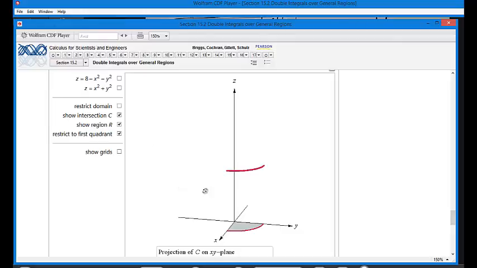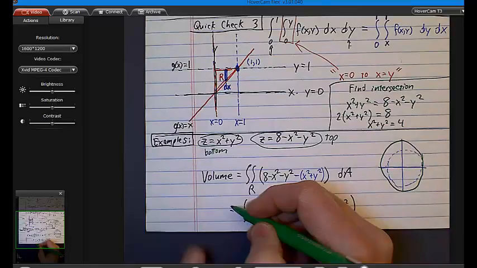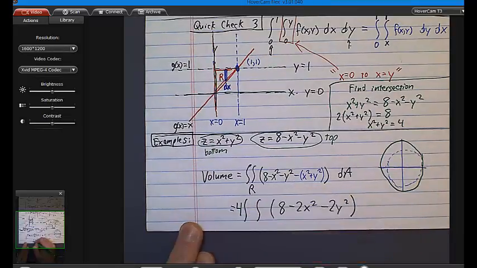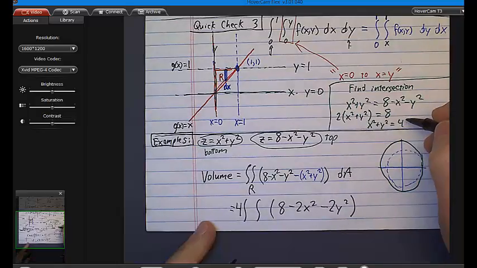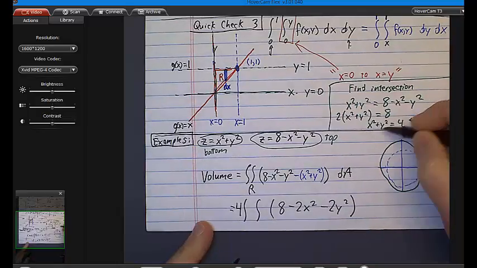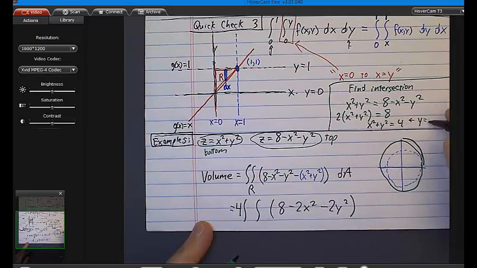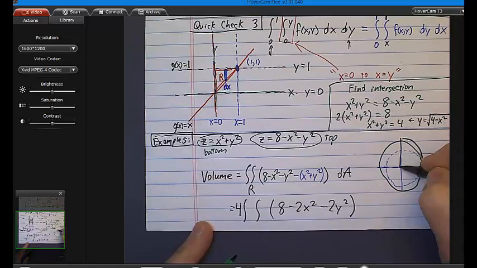So really what I want to do is say that the volume is equal to, let's see if we can set it up now, right? So it would be 4, and then do we want to do dy dx or dx dy? I guess it doesn't matter too much. If it were me, I would just solve for y. If I restrict myself to here, y is the square root of 4 minus x squared, right?